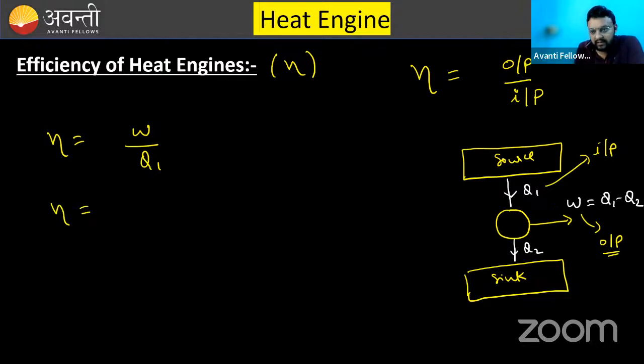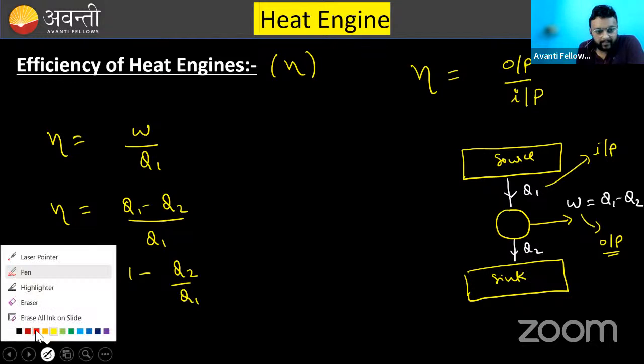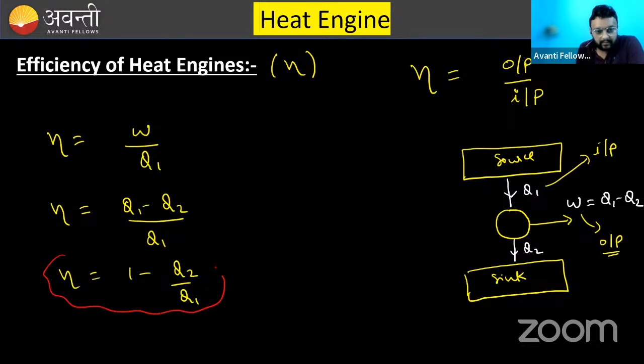Efficiency you can write again: W is the work done, and work done is Q1 minus Q2, divided by Q1. Eta can be again written as 1 minus Q2 by Q1. I think the thing is clear. So you know about efficiency now. So I think the heat engine is done.